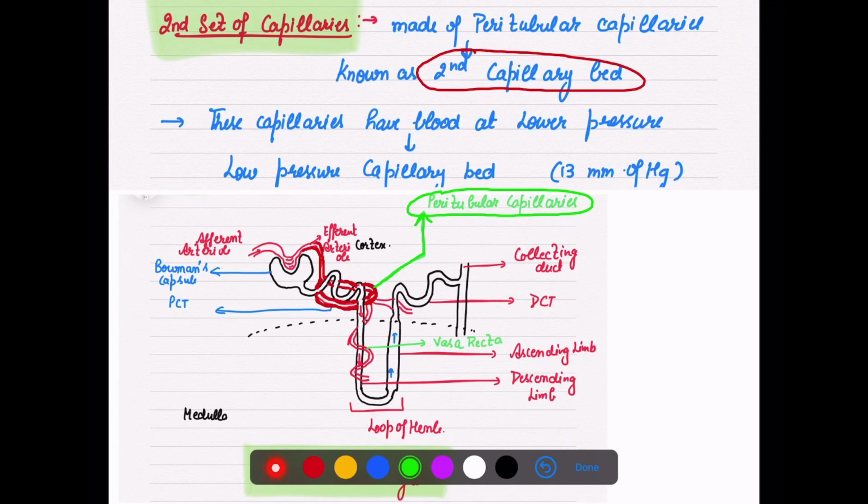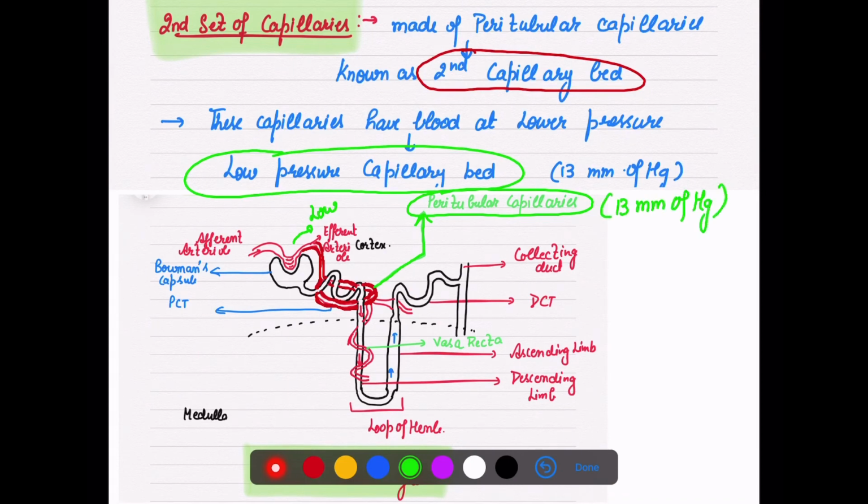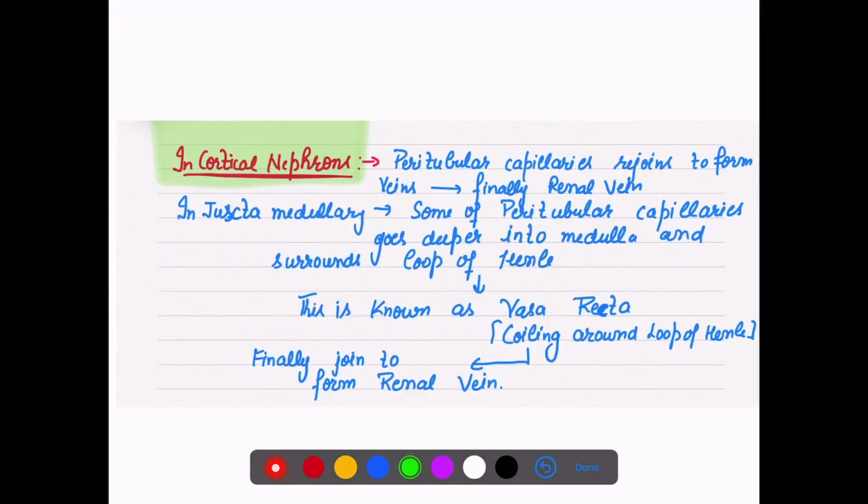Now these capillaries, because the pressure has become low from here, are under low pressure, so this is known as the low pressure capillary bed. So the pressure observed here is 13 mm of mercury. Clear?